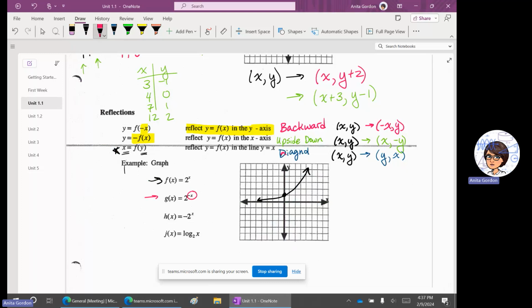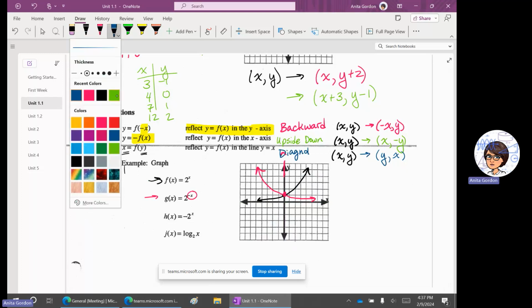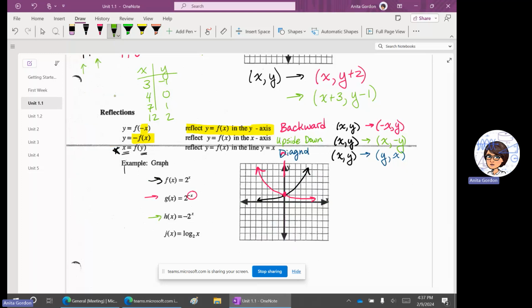Now, looking at g of x, I put the negative next to the x. That means I'm flipping it backwards. That means I'm flipping it over the y-axis. So this point's not going to change. If I flip it backwards, that means it's going down and to the right, up and to the left. If I put my negative on the outside of the function, make the whole thing negative, that means I'm flipping it upside down.